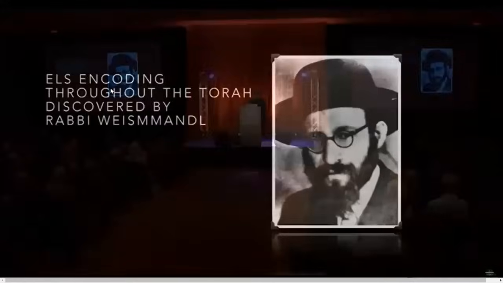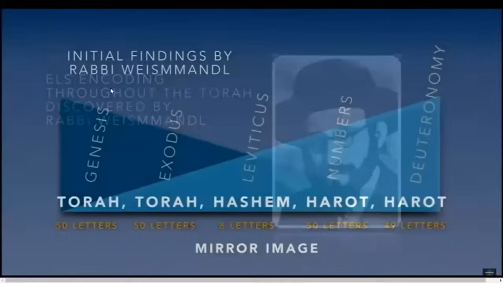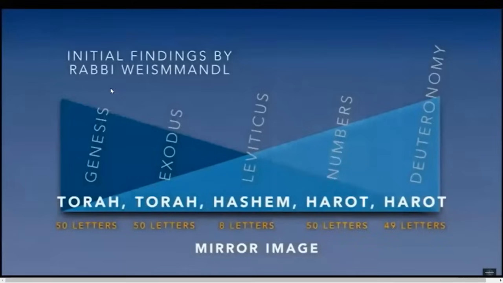And this is the man who discovered it, Rabbi Weissmandel in the 50s. And this is what he discovered. Basically, just using his finger to count, he found the word Torah in the book of Genesis every 50 characters. So then he thought, well, I'll try it in Exodus. Same thing happened in Exodus. This is counting with his fingers, no computers back then. So in the book of Leviticus, he thought, well, maybe it's in Leviticus, and he couldn't find it. So then he goes, okay, every 8 letters then. And he found Hashem, or basically the God with no name. And then in the book of Numbers, he found Torah backwards.